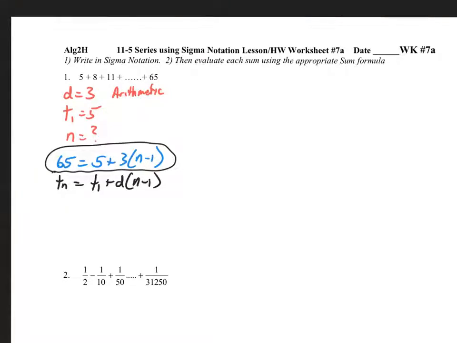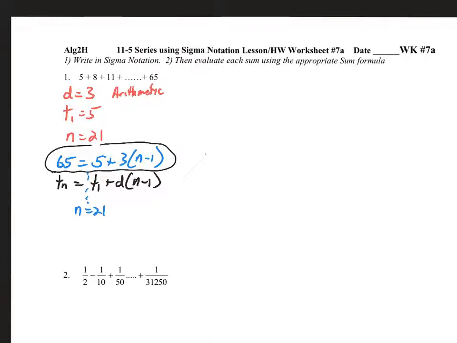Okay? And so what you're going to do is solve this. I'll skip over that part, but it's pretty easy to solve. It's just a simple algebraic expression. And what you end up with is n is equal to 25. Oh, I didn't mean to say 25. I meant to say 21. And so the value of n is 21.